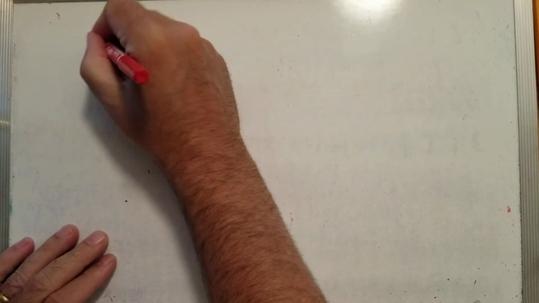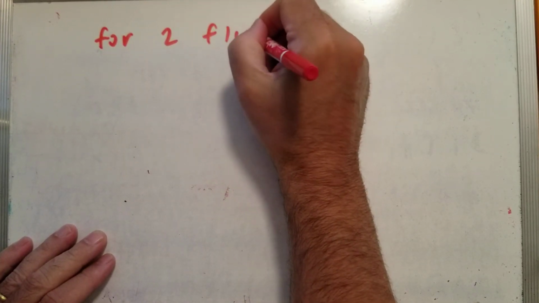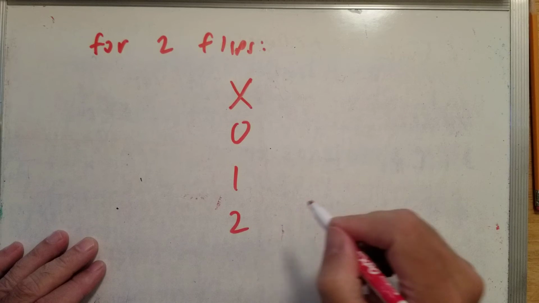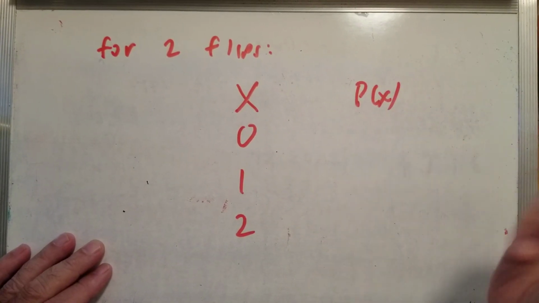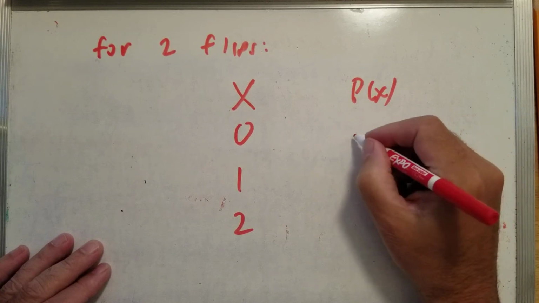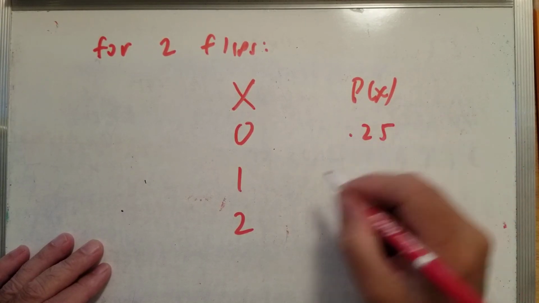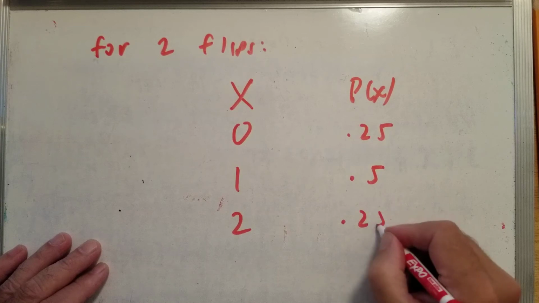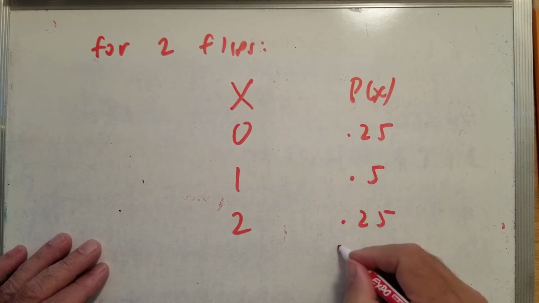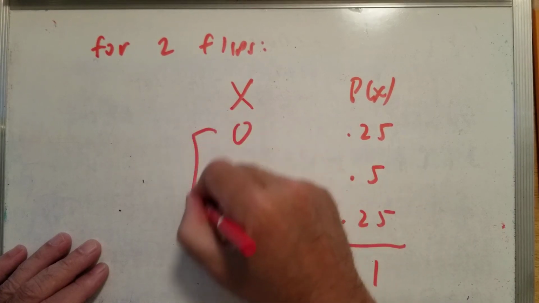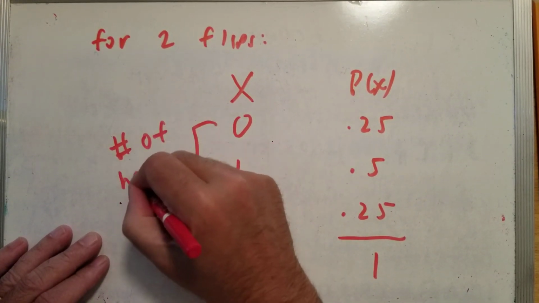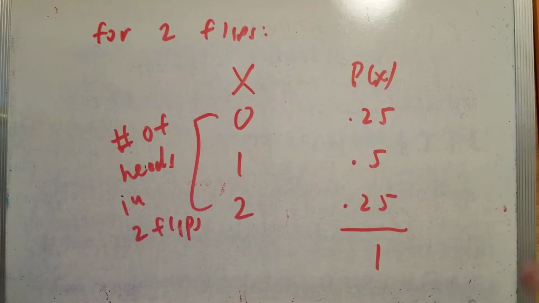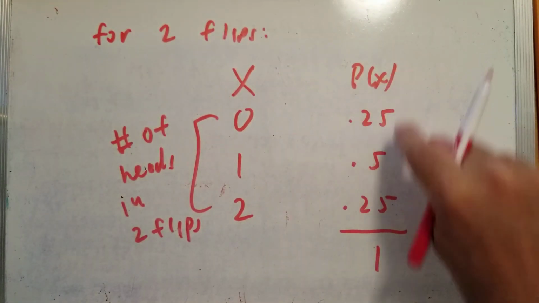So for two flips, the possible values for the random variable, you might get 0 heads, 1 head, or 2 heads. And the probability, I'm not going to go into how to calculate this because we've done this before, the probability of getting no heads is 0.25, the probability of getting one head is 0.5, and the probability of getting both heads is 0.25. As usual, notice that the sum of the probabilities is equal to 1, and these are the number of heads in two flips. And this is a good example of a discrete random variable with its associated values and probabilities.